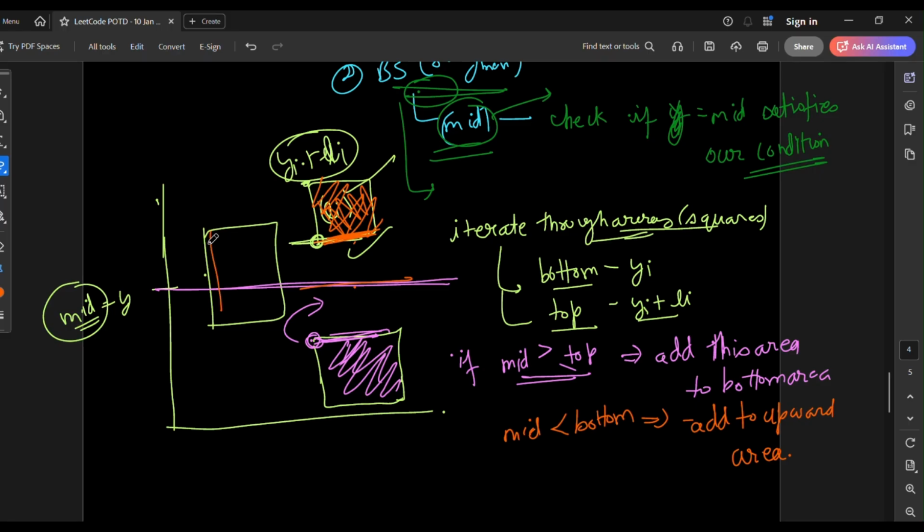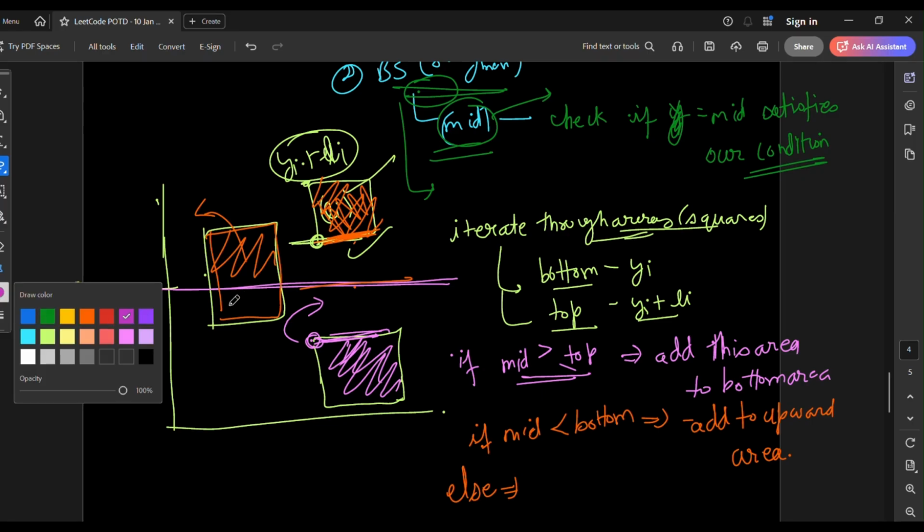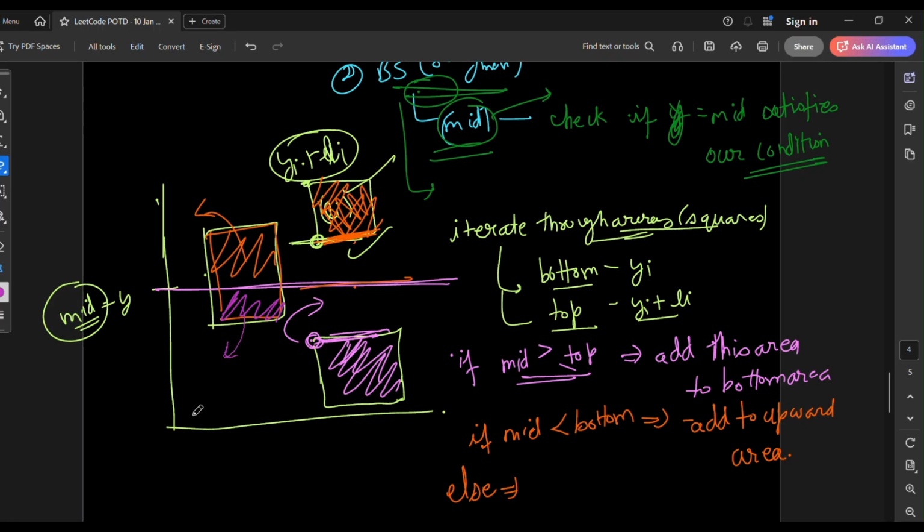Now what is the else condition, if anything else happens, what will we do? Then we will talk about this part. So in the else condition we will take this area separately, and the second area, this part, to the different part. And how are we going to collect it? It will be a very simple approach. This area will be equal to mid minus bottom, multiplied by length.